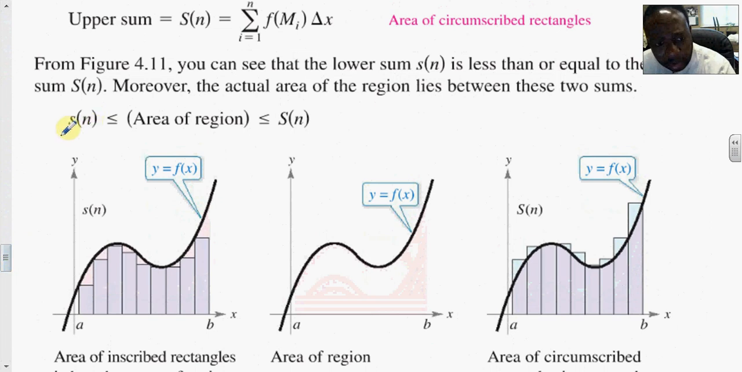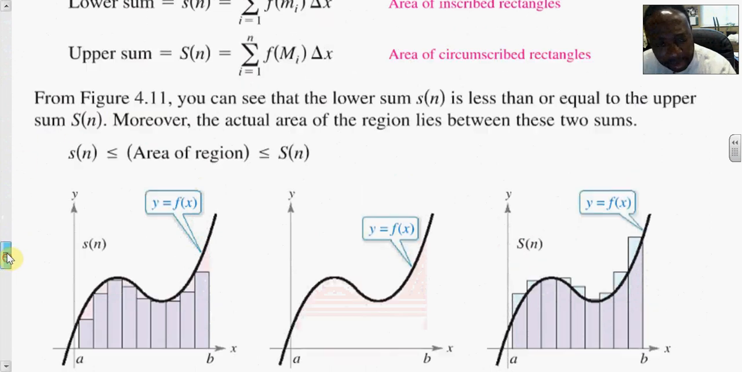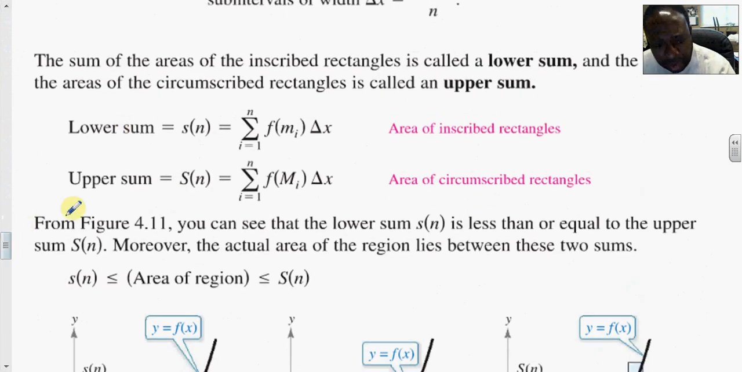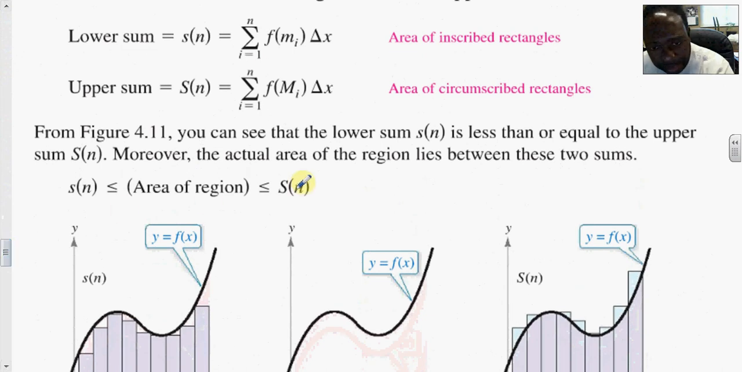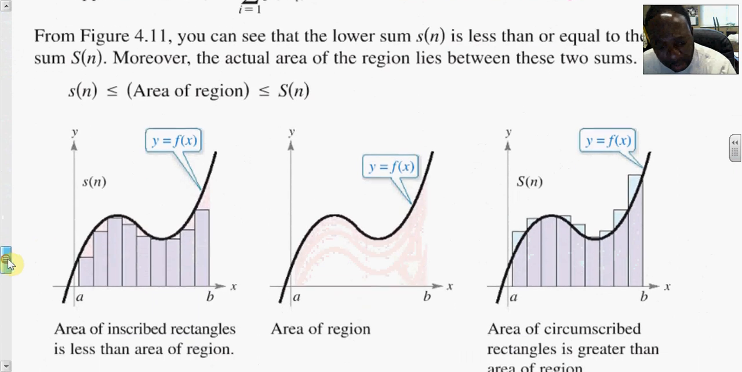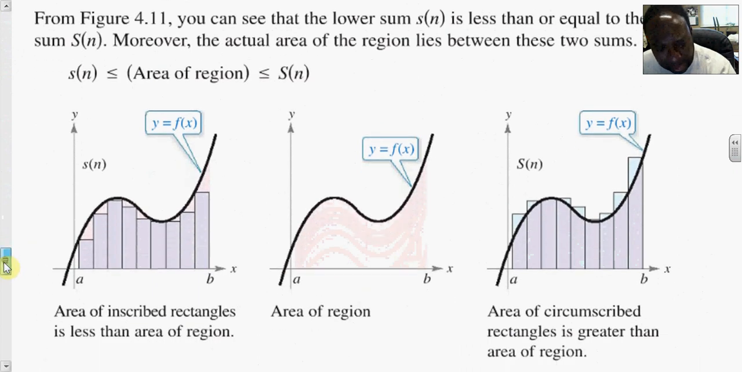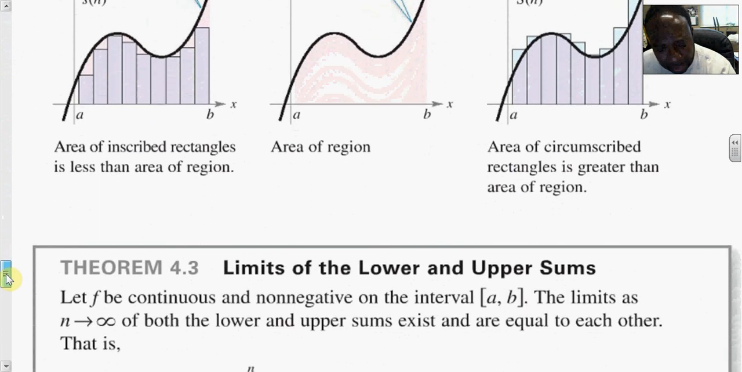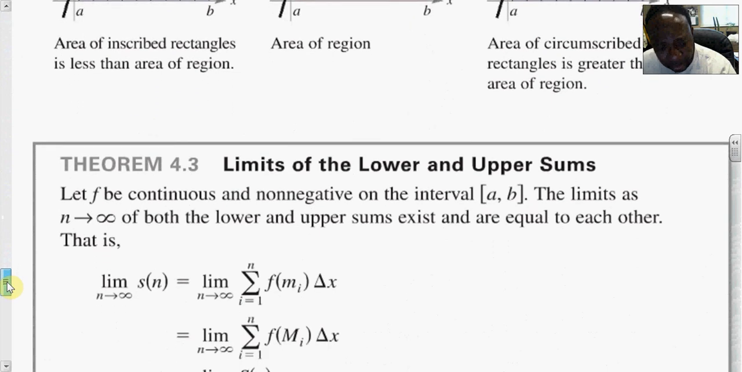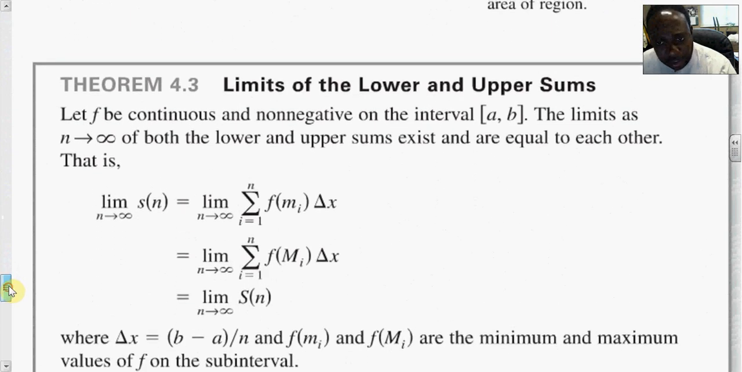And so here, little s sub n is said to be the summation based on the lower sum, and capital S sub n is said to be the summation of the upper sum, so one from the inscribed rectangles and the other from the circumscribed rectangles. Thus, what you want is somehow sandwiched in the middle. We can get what we want by taking the limit and forcing this by the squeeze theorem to yield the actual area. So we have the limits of the upper and the lower sums.